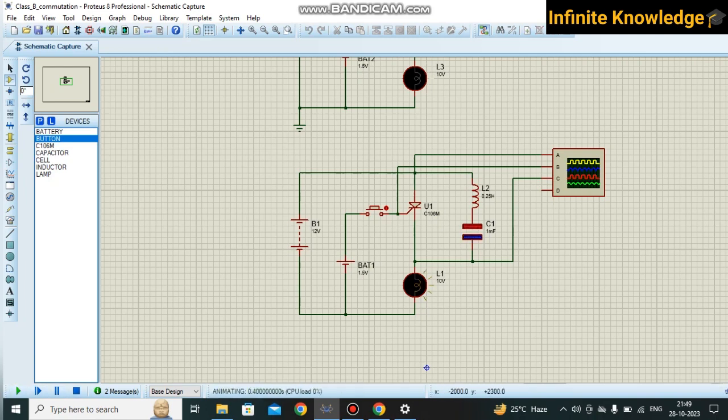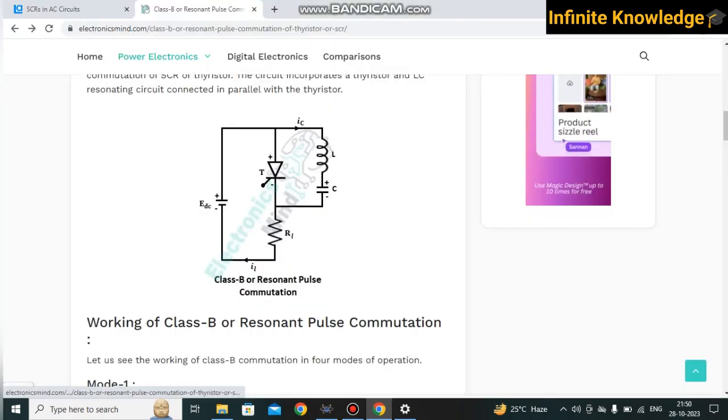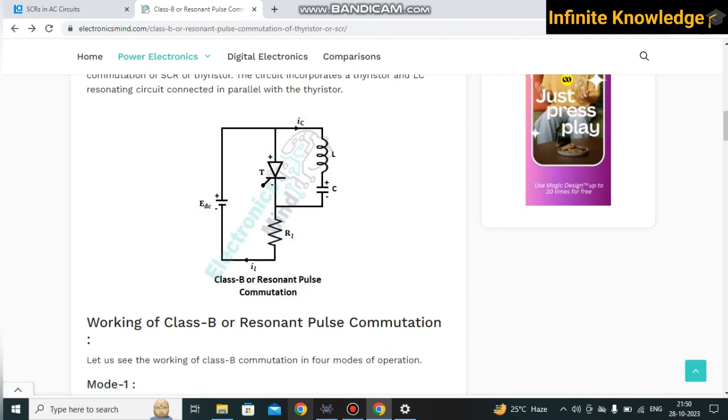Whenever I start the simulation, current flows through this direction and my capacitor gets charged. Once I switch this on, there are two currents flowing through this SCR circuit: one from this way, and another from this charged capacitor. The charged capacitor will flow the current this way. So there are two different modes. I am explaining it in this circuitry, which is similar to our Proteus model.